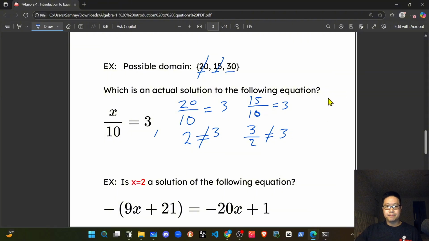Let's try 30. So when we substitute 30 for x, we get 30 over 10 equals 3. Well, is this true? And actually it is. So if we divide, we know that 30 divided by 10 is 3, so we can rewrite that as 3. And 3 does equal 3. Therefore, 30 is a solution of the equation.